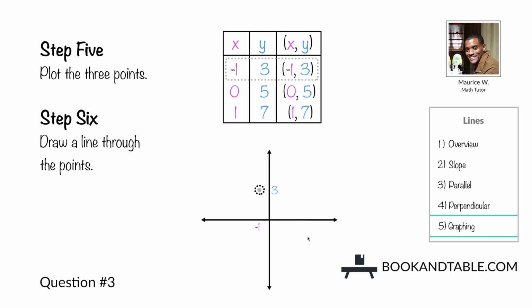So we plot negative 1, positive 3. We plot 0, 5. And we plot 1, 7. They're on the same trajectory, so we can draw a line straight through. And this would be the sketch of y is equal to 2x plus 5.